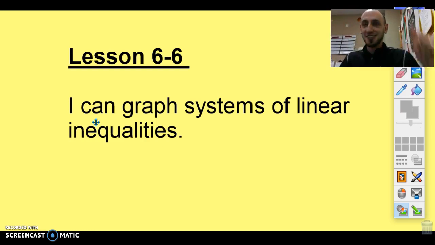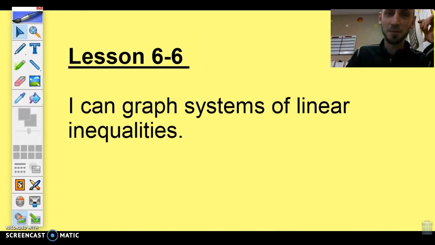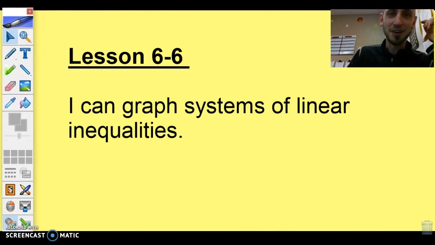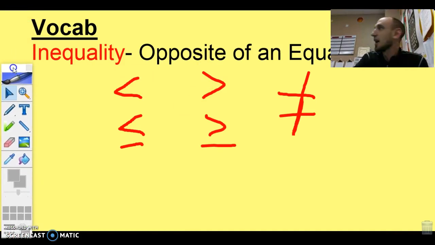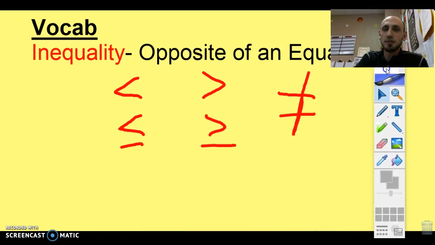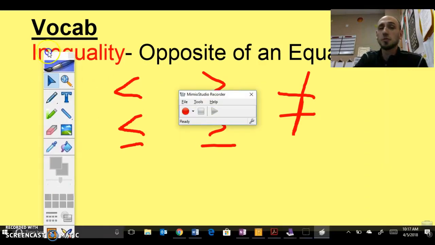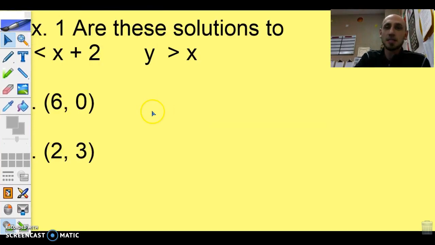We're live. Okay, time for lesson 6-6. I can graph linear systems of inequalities. That's what we're going to do today. All right, so let's move on. Okay, inequality, we already know what these are. Not equal to, yes, opposite of an equation, and we have a system. So that means we're going to have multiple ones.